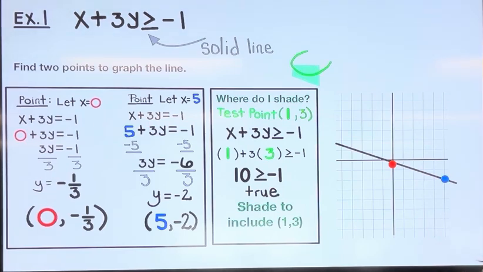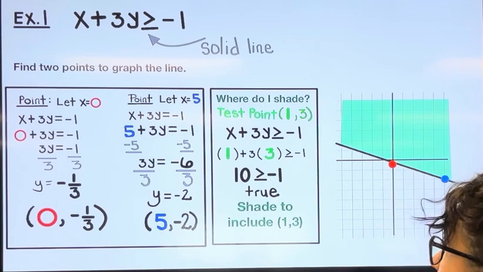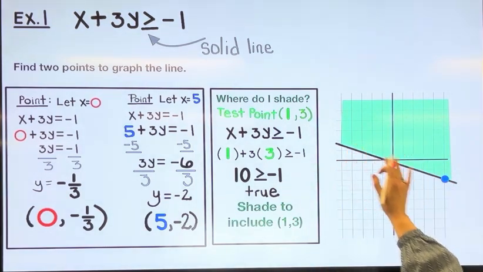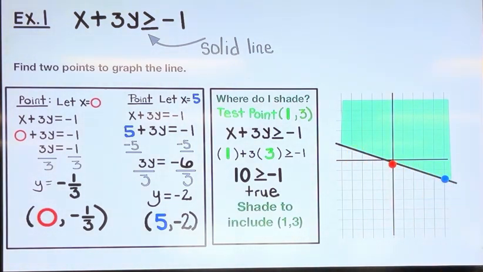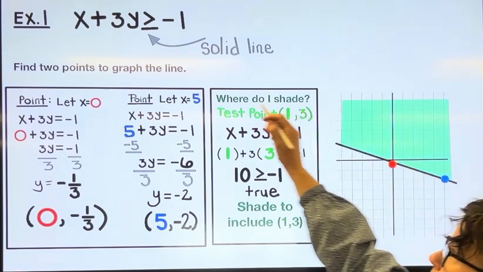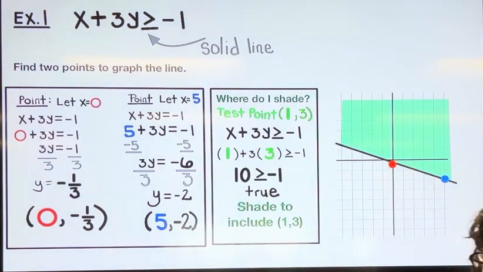To shade to include it though, we're going to end up shading above, and notice (1, 3) is a part of the shaded region. The significance of all of the points that are on the line and above the line is every one of those points makes the original inequality true.